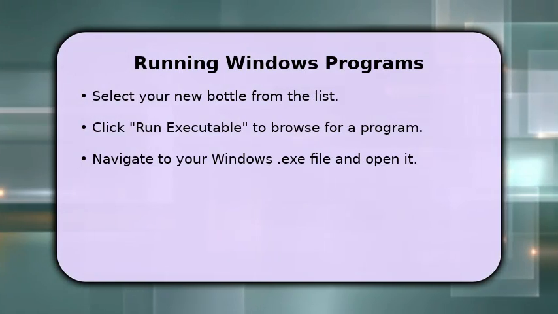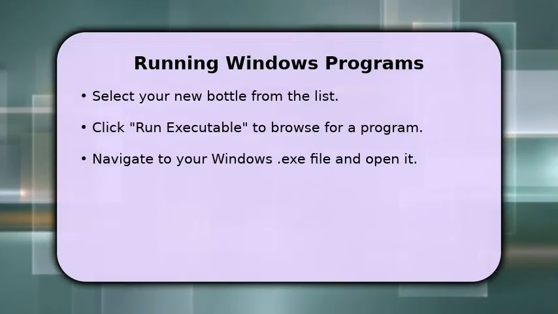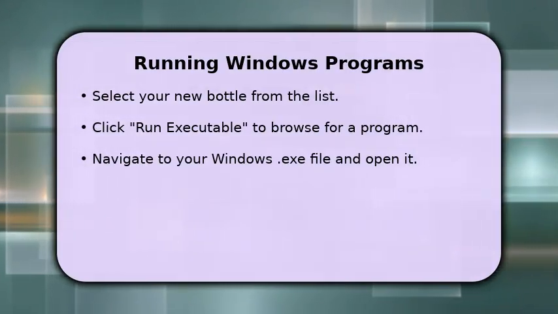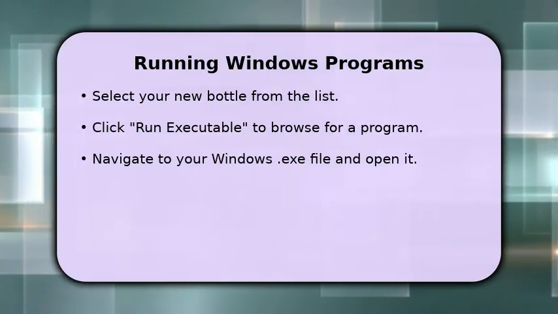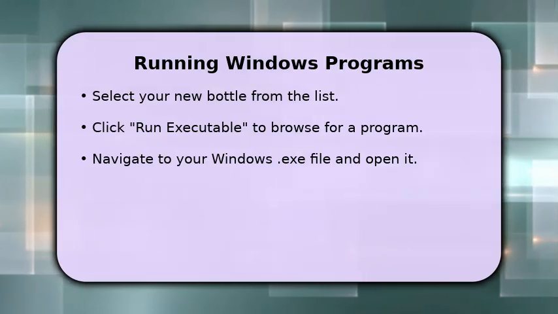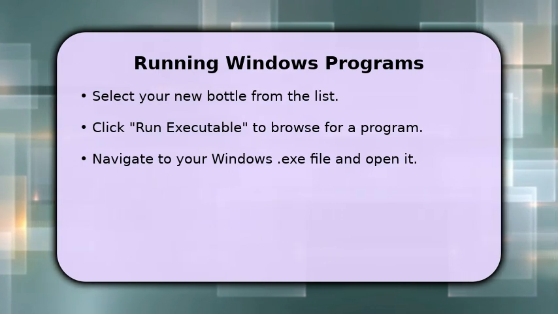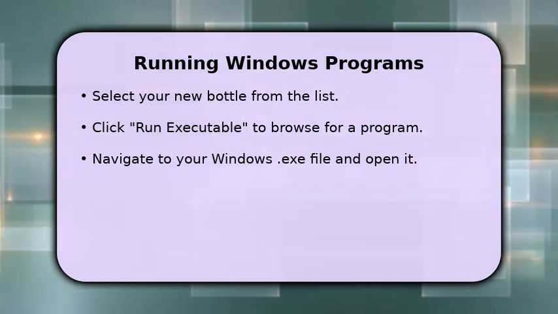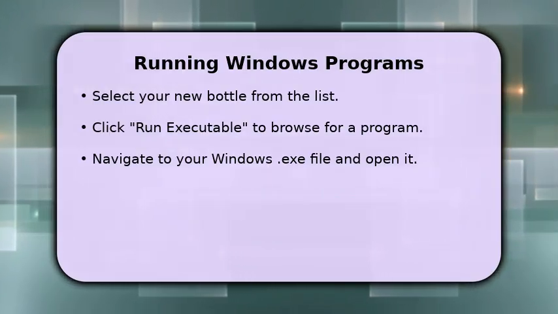Now that your bottle is ready, running Windows software is straightforward. Select the bottle you just created from the main list. Inside the bottle's details, you'll find an option to run executable. Click this, and a file browser will appear. Navigate to your desired Windows .exe file, select it, and click Open. Your Windows program will then launch seamlessly within its isolated bottle environment.